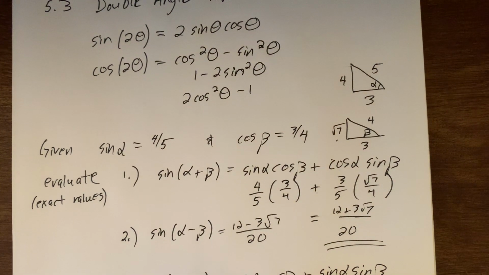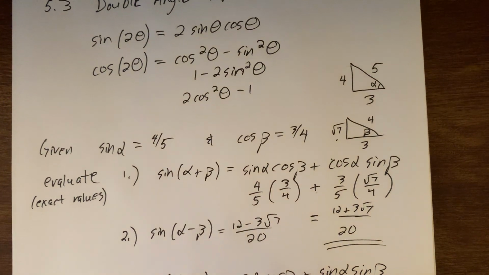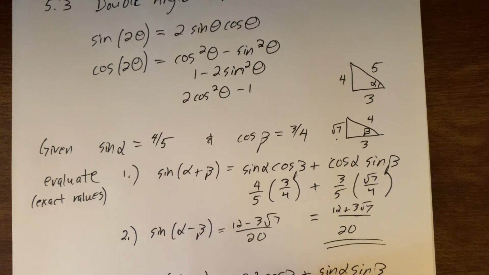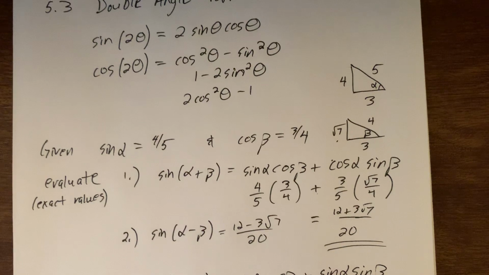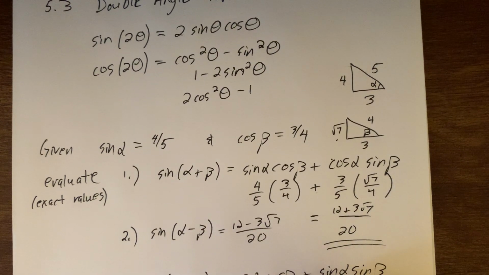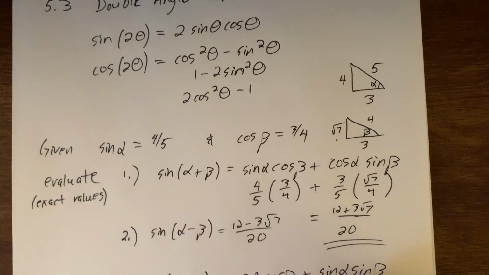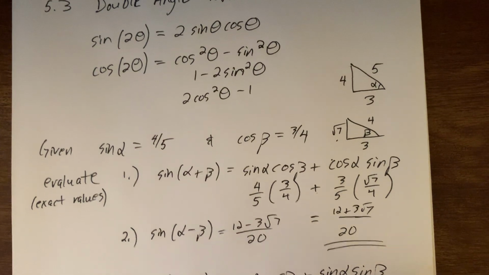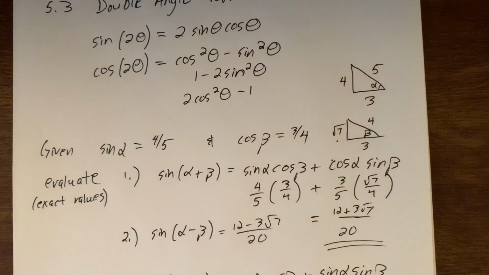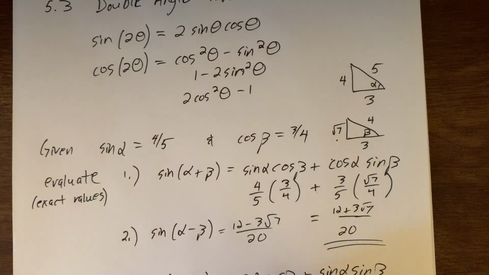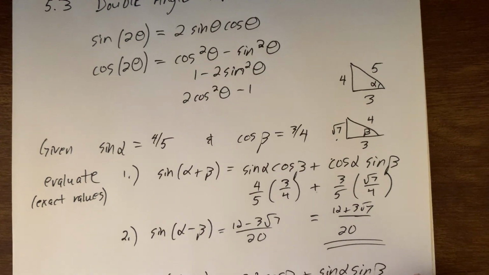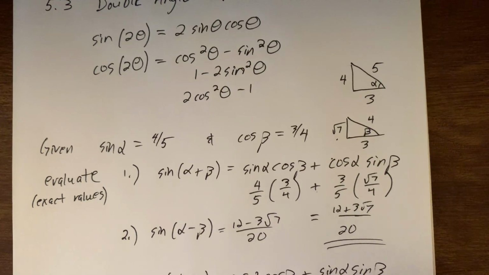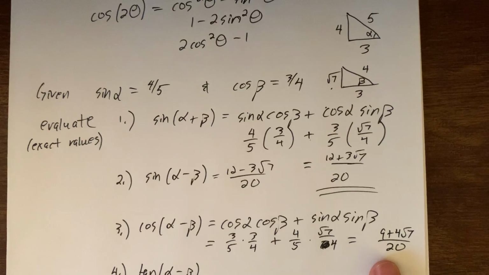So now finishing this, the cosine alpha was 3/5. The cosine beta was 3/4. They're being multiplied. Plus the sine alpha was 4/5, and the sine beta was radical 7 over 4. And now if we clean that up, we'll end up with 9 plus 4 radical 7 over 20.